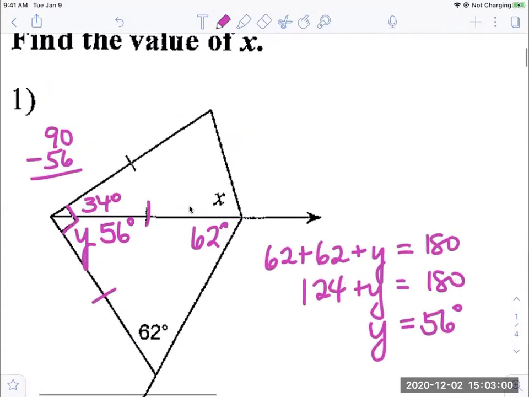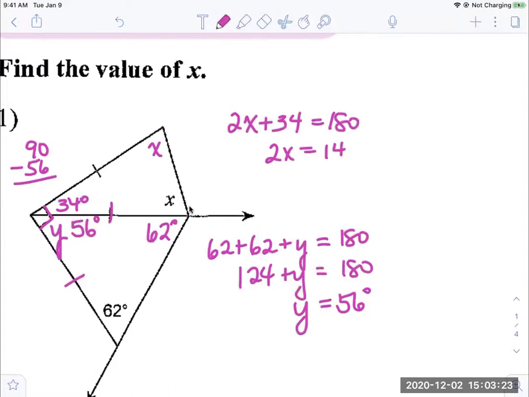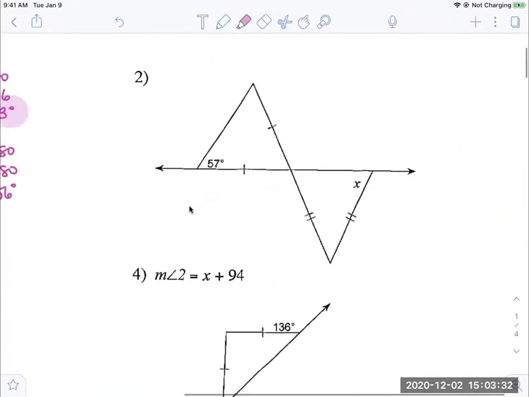And then this triangle over here is isosceles as well, so its base angles are congruent, so that means that the angle over here has to be x, and so 2x plus 34 equals 180, 2x equals 146, x is 73 degrees. Problem number 2.